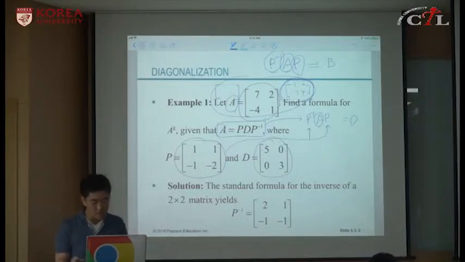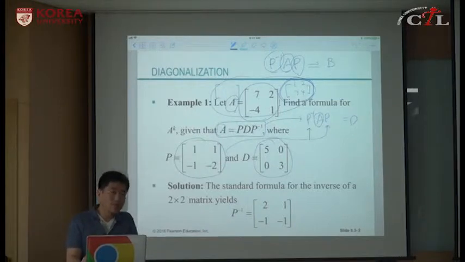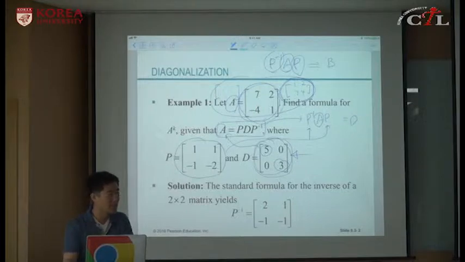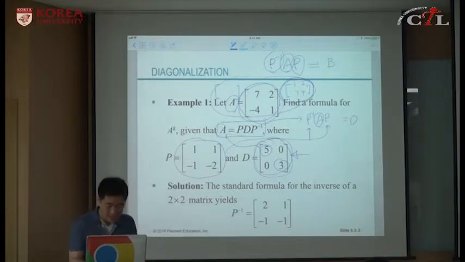In this example, you guys know that the similarity transformation preserves entirely the eigenvalues, right? It means that the eigenvalues of D will be the same as the eigenvalues of A, right? And you also know that in the case of the diagonal matrix, it will directly reveal the eigenvalues. So what are the eigenvalues? They will be 5 and 3, right? So the original matrix A, which is 7, 2, negative 4, and 1, has eigenvalues exactly 5 and 3, right? So if you can find some matrix P such that the resulting similarity transformation is this diagonal matrix, then this diagonal matrix will just give you the eigenvalues of the original matrix.